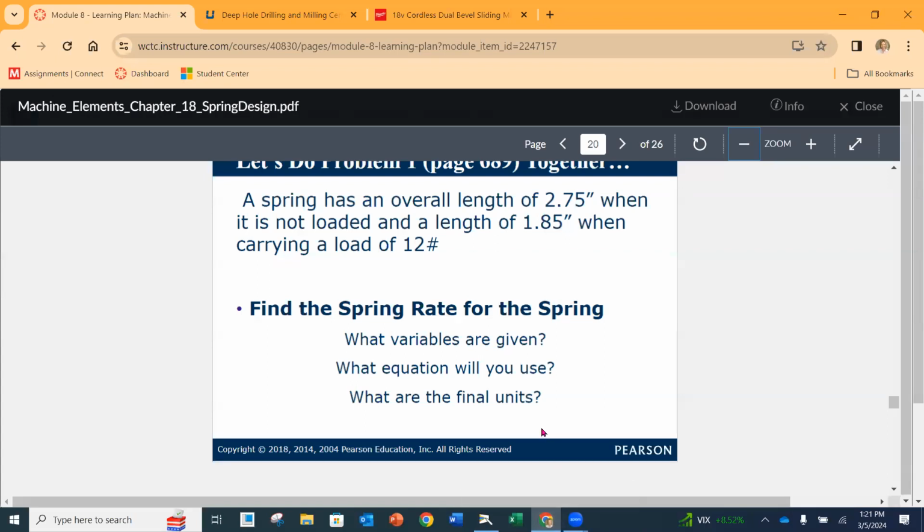What is given? If we know that the equation we're going to use is the change in force over the change in length, now we've got to look up in our problem and figure out what the lengths are. So Brandon, what did you have for our givens? So LF, which is the free length, is the 2.75 inches because it says it's not loaded. That's going to be our free length when it's just sitting on the table by itself. So L sub F is 2.75 inches. Okay, what else do we have given here?